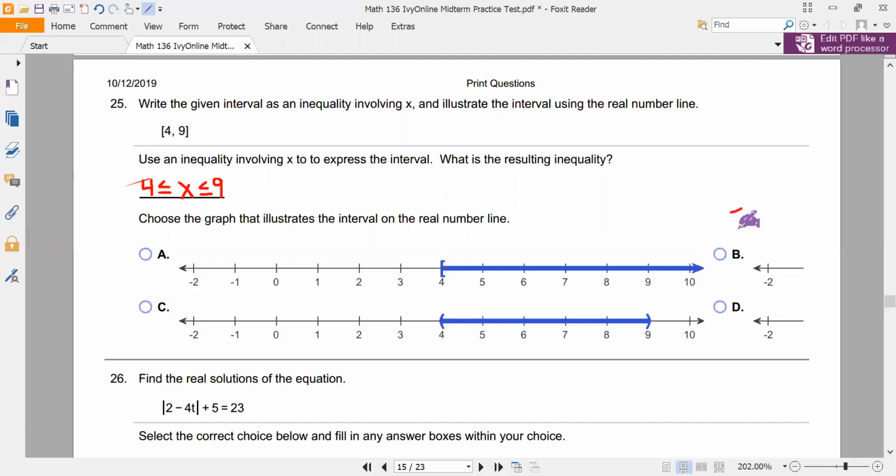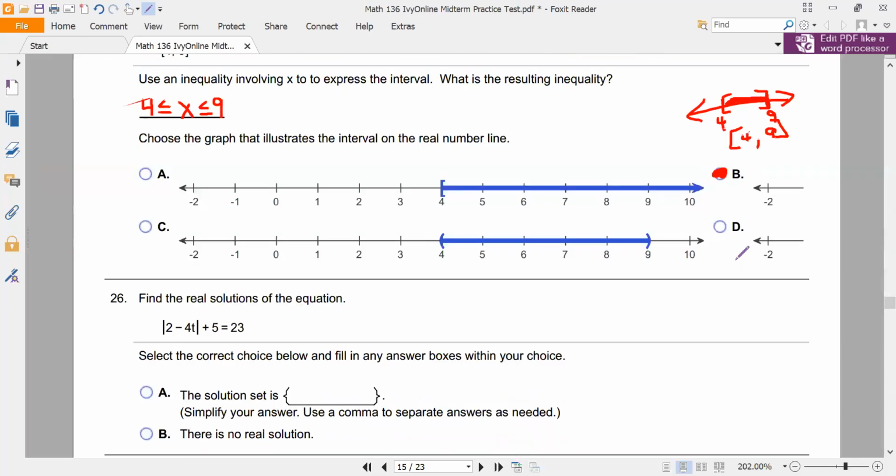B is the correct one because it has a 4 to 9 shading, which I'll show you what that looks like. It has 4 with a bracket and 9 with a bracket, and they shade everything in between. So even though you can't see it, that is the correct shading and picture for that specific inequality.